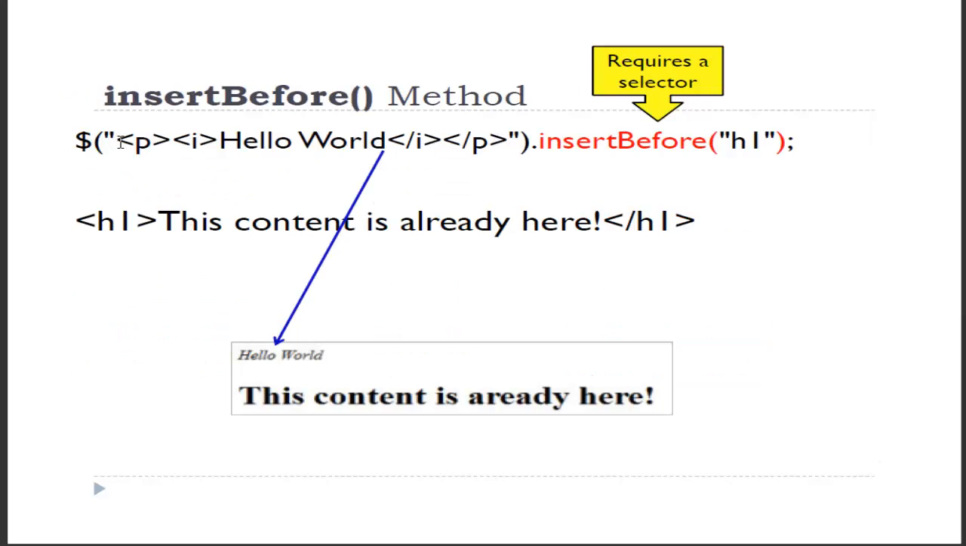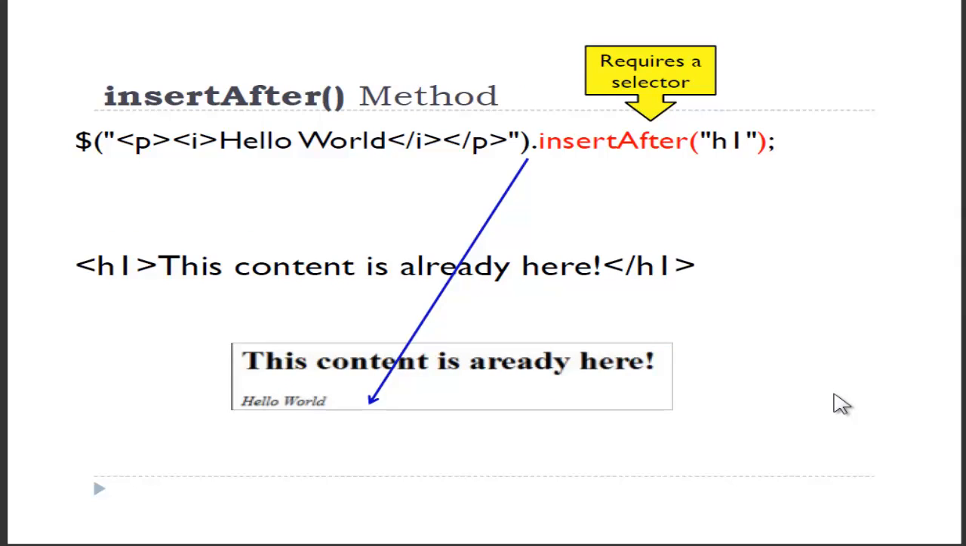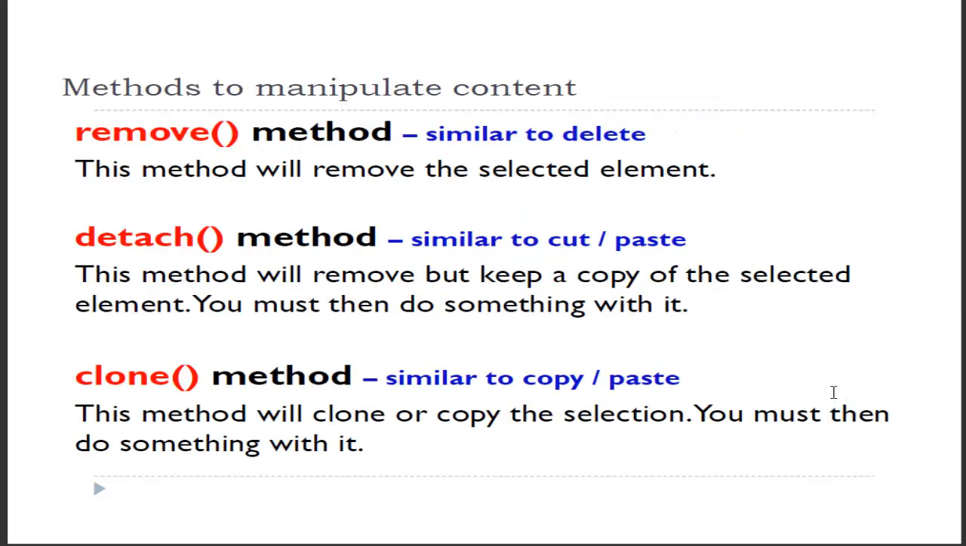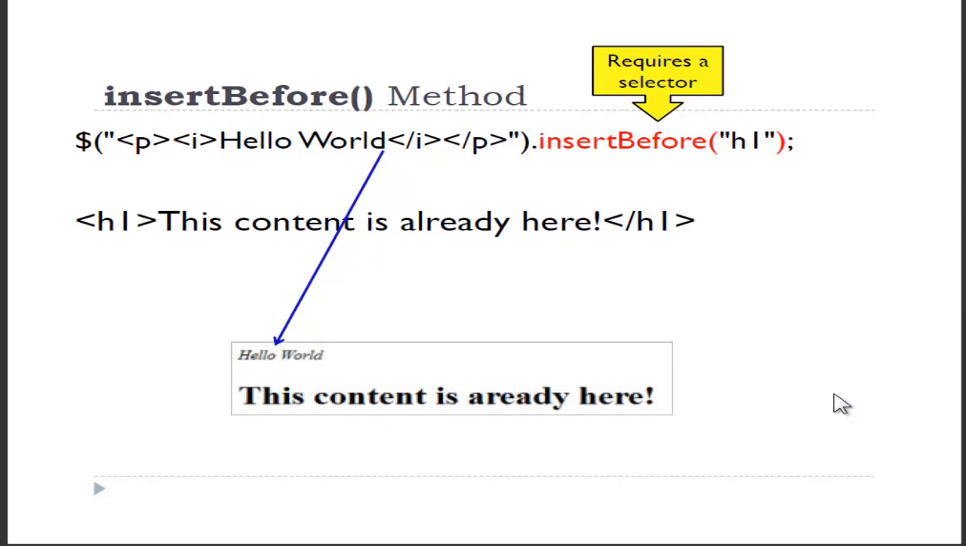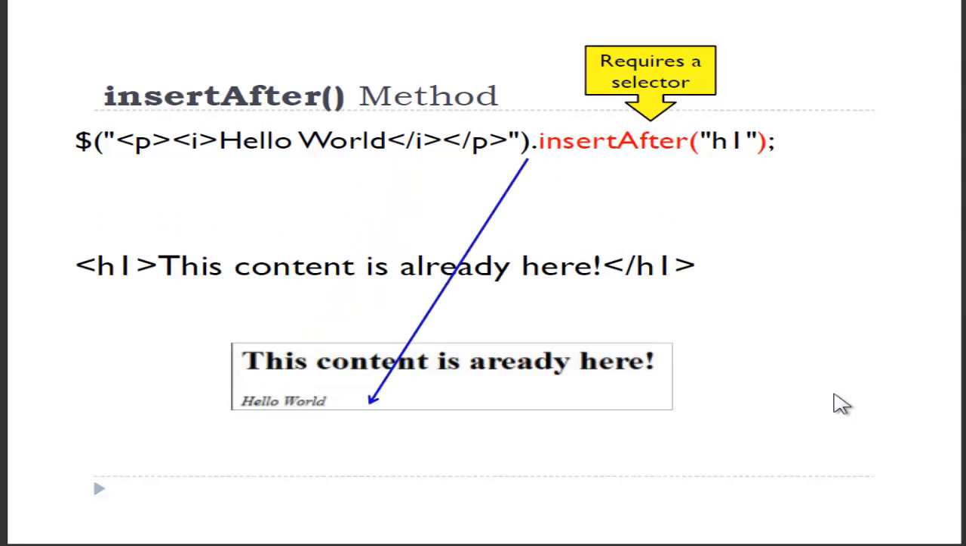So here we have some content. Insert before H1, so we're going to insert it before the selector, and we can indeed see that there it is. And notice that this method, along with prepend to and append to, do not work with functions. So we have insert before and insert after, which essentially does the same thing, but only below the existing selector.